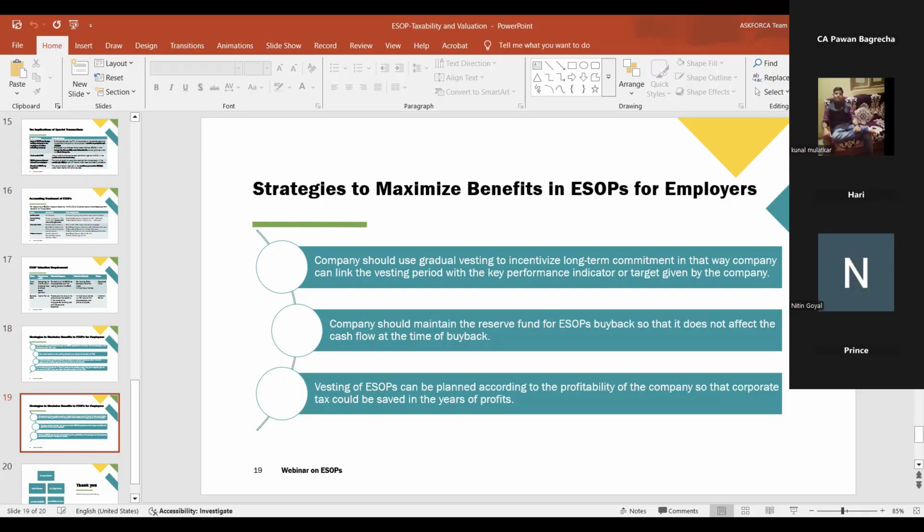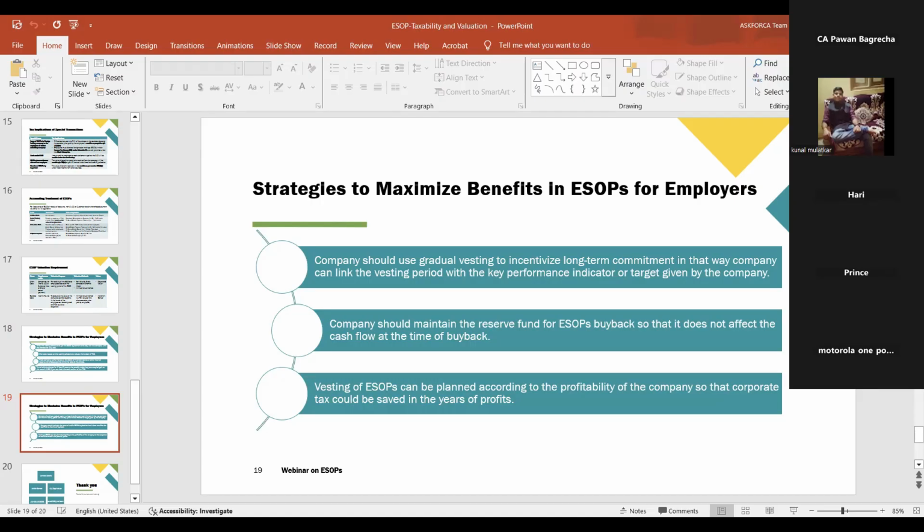The company can create a reserve at the time of exit. The company has to buy back the shares, so there will be a good outflow of cash. The company should create a reserve fund for that to plan the cash flow.